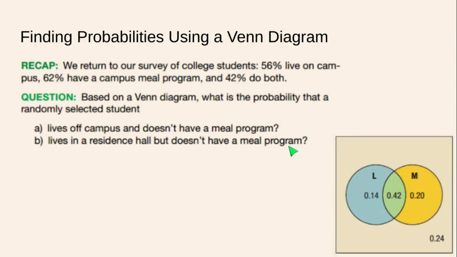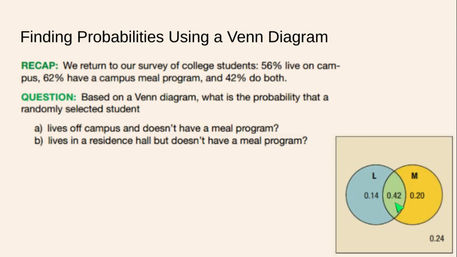Okay, so I want to just explain this Venn diagram here. We see that 56% live on campus, but 42% also have the meal program. So we take this 42% and we put it in the intersection. That's always how we should start a Venn diagram. Find the both statistic here and put that in the middle of our Venn diagram. Now we think to ourselves, 56% live on campus, but 42% are in the middle. That means the balance, the 14% over here, live on campus but do not participate in the meal program.